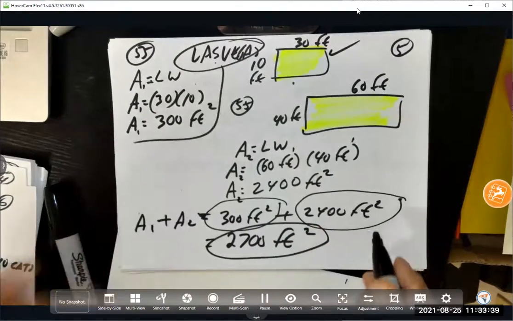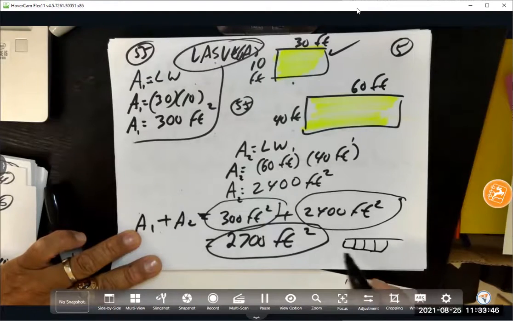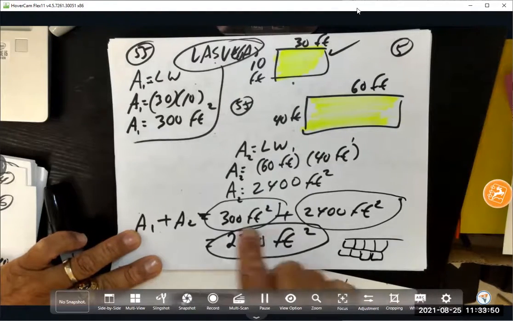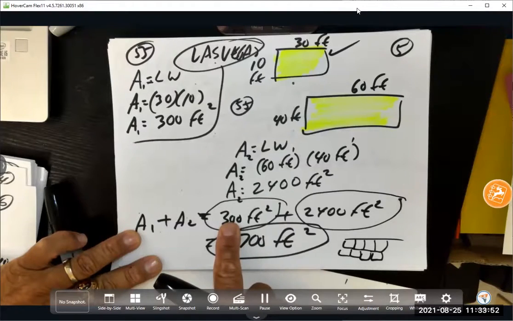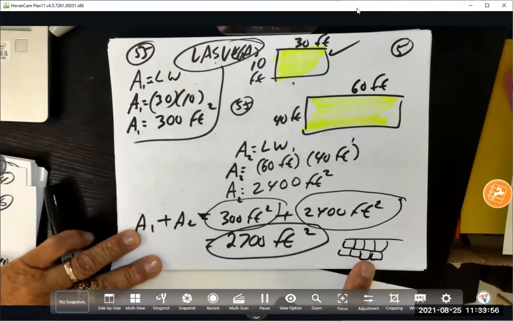And then think about it like this. Square feet means this. If you look on the floor, there's little squares like this. 1 foot by 1 foot. So how many of these little squares are on the floor? On this guy's, 300. How many are on the floor on yours? 2,400 little tile squares.